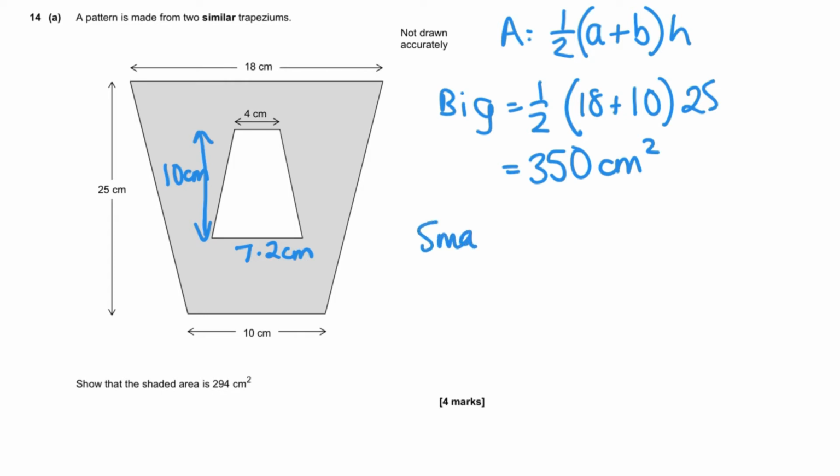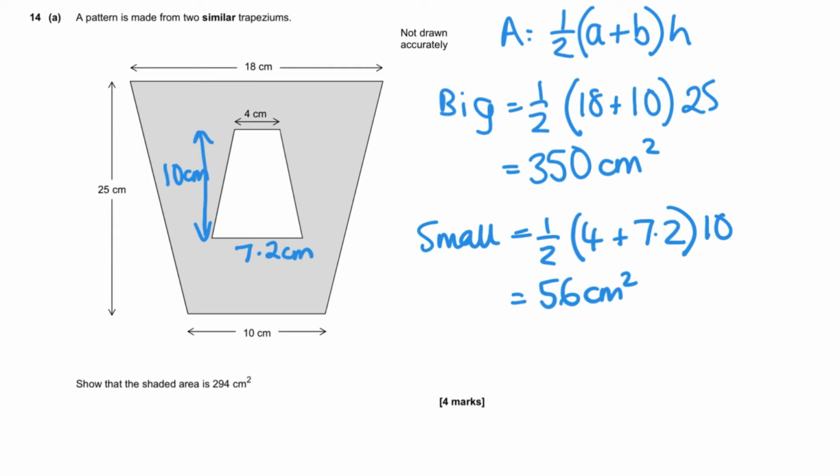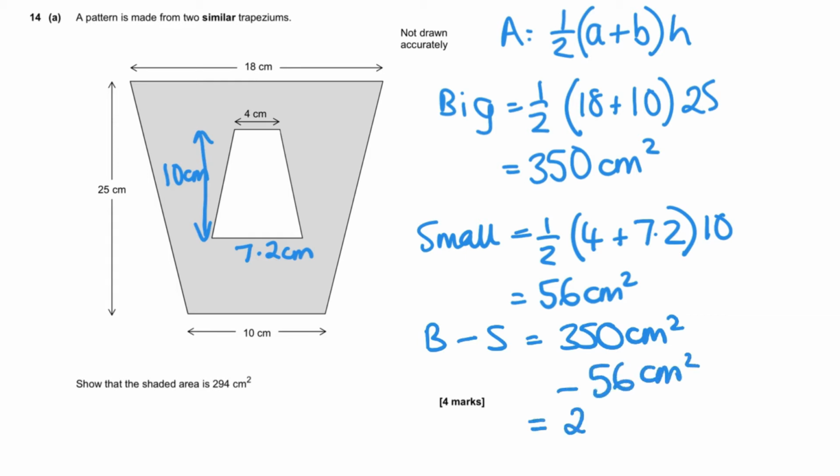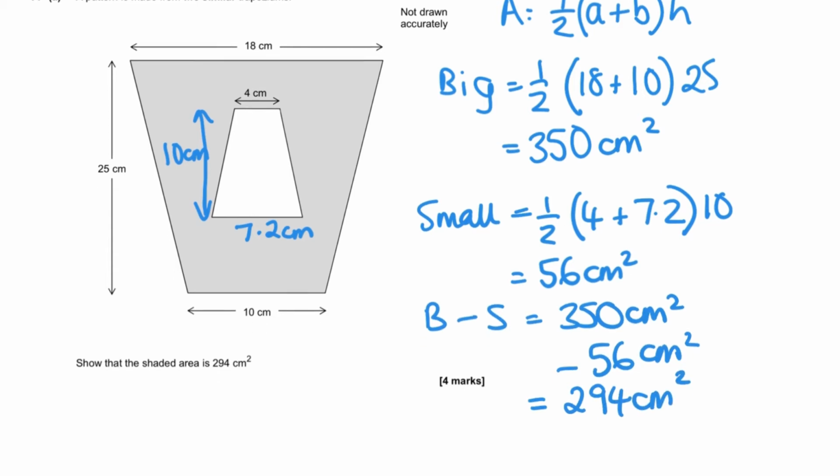So for the small one, we can do a half times (4 plus 7.2) centimetres times 10, which gives us an area of 56 centimetres squared. So to work out the area of the shaded bit, we need to do the big trapezium area minus the small trapezium area. So that's 350 centimetres squared minus 56 centimetres squared, which gives us the 294 centimetres squared that we were looking for from the question.